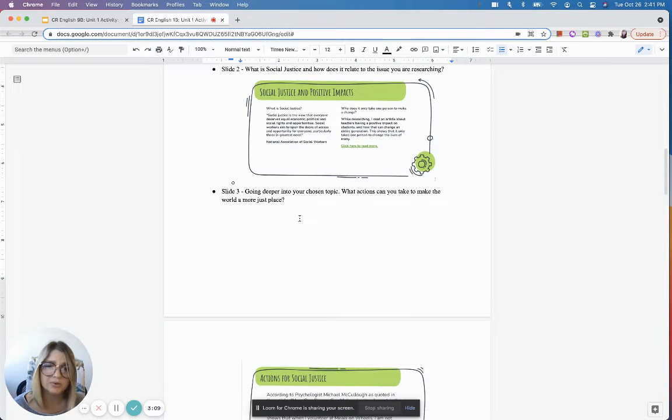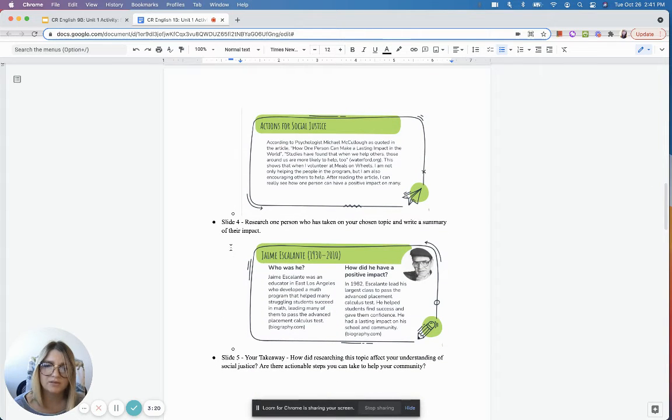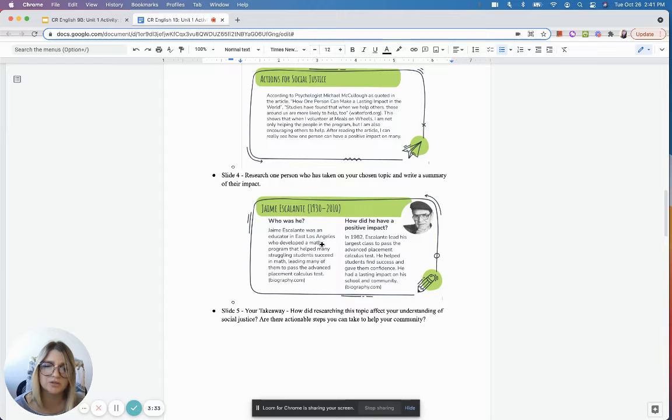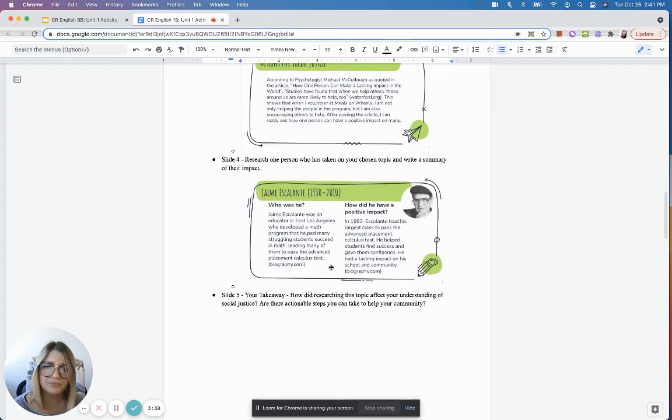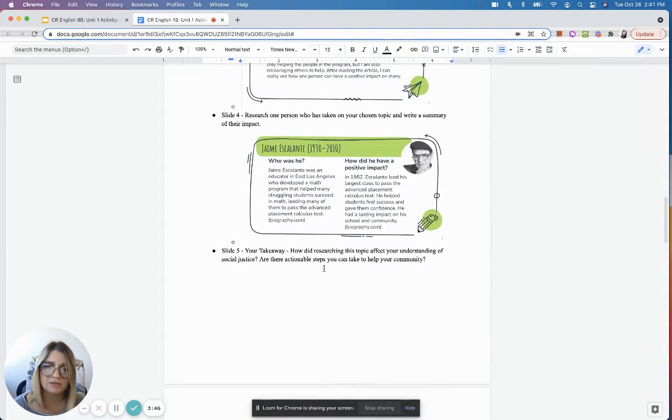Slide 3, you're going to go deeper into your chosen topic. What actions can you take to make the world a more just place? This is an opinion question. What can you do? Slide 4 is research one person who has taken on your chosen topic and write a summary of their impact. So, one person who took on the issue that you are focusing on for your presentation. Mine was about education, so I picked Jaime Escalante.